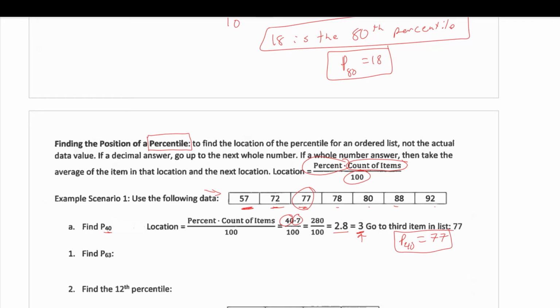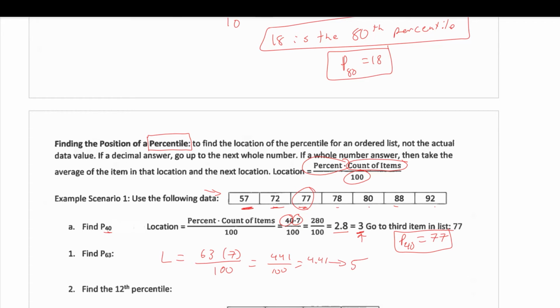Okay. If we're looking for P63, again, the location here would be the percentile, 63, times the count here. Again, we still have 7 values divided by 100. And let's go ahead and do that math. You get 4.41. Again, you're going to go ahead and round up to 5. Okay, so that's the location.